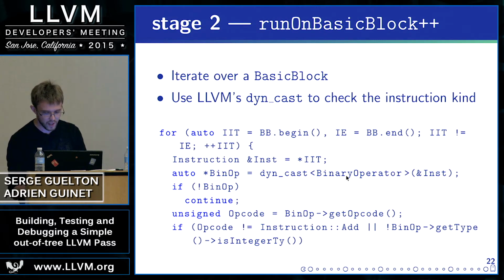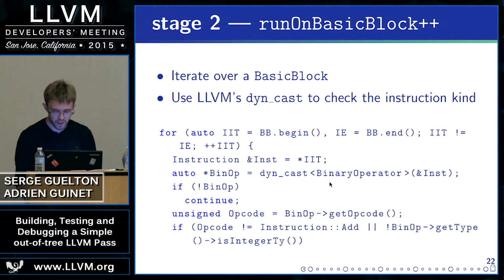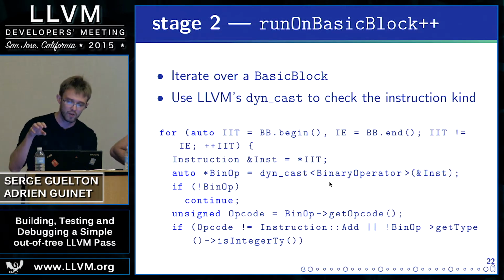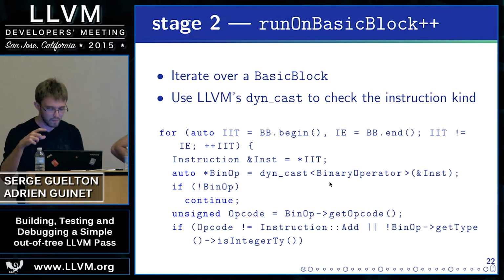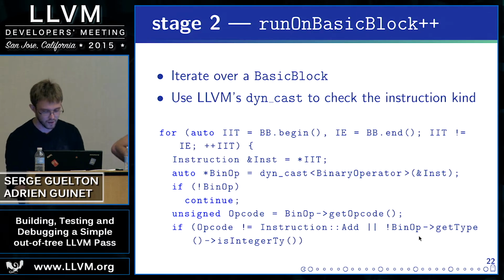Then to check if it's an addition: an addition is a binary operator in terms of the LLVM class hierarchy. So we check whether it is a binary operator using LLVM's dyn_cast, which is different from the C++ dynamic cast. They have their own casting mechanism, which won't use RTTI and everything. That's why you need to use the dyn_cast here. If it's a binary operator, then we check whether it is an addition, just by checking the opcode. And then we check if the type is an integer. So that's basically how you filter every instruction step by step in a BasicBlock.